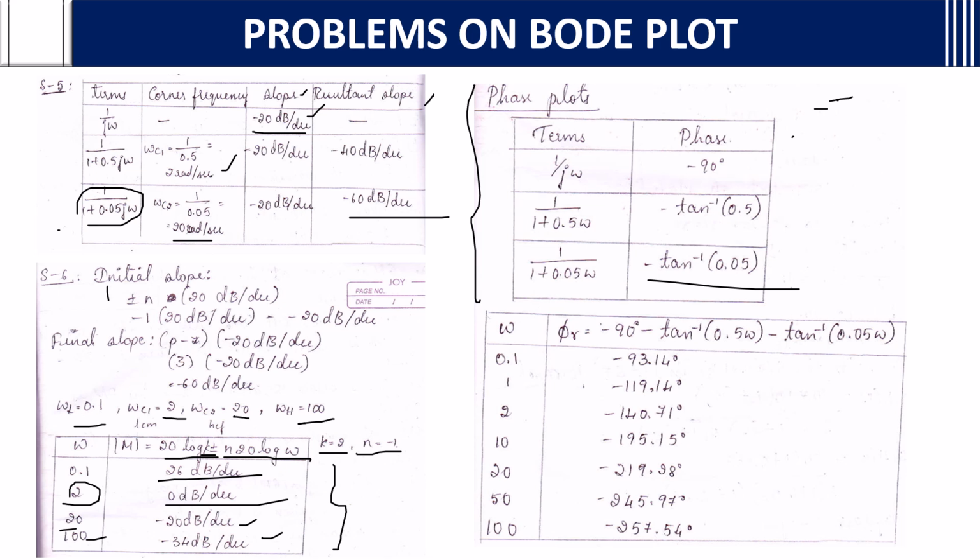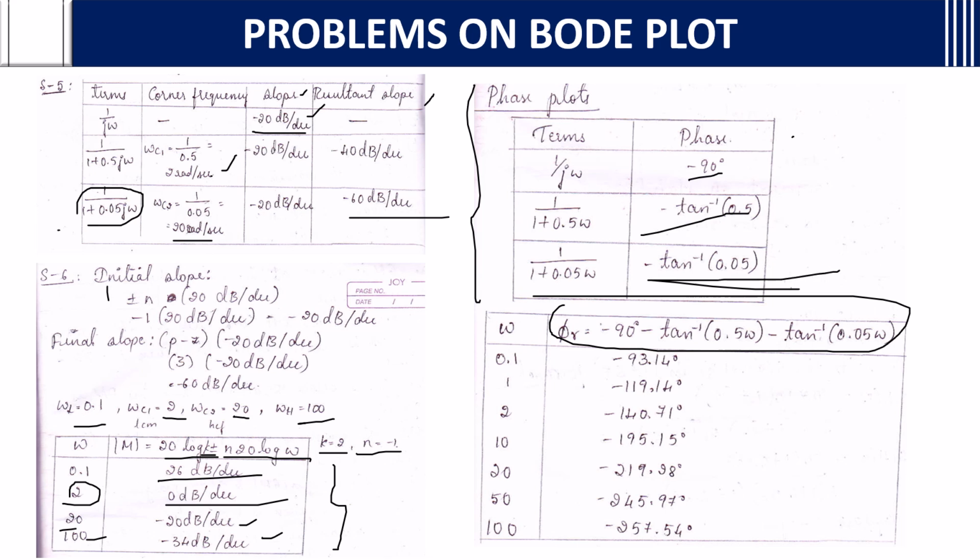Then after adding all these, the total phase formula will be what? Minus 90 minus tan inverse 0.5 omega minus tan inverse 0.05 omega. Right? Omega by omega c. The formula is minus tan inverse omega by omega c, minus tan inverse omega by omega c. In the place of omega c, you have put 0.5 and 0.05.